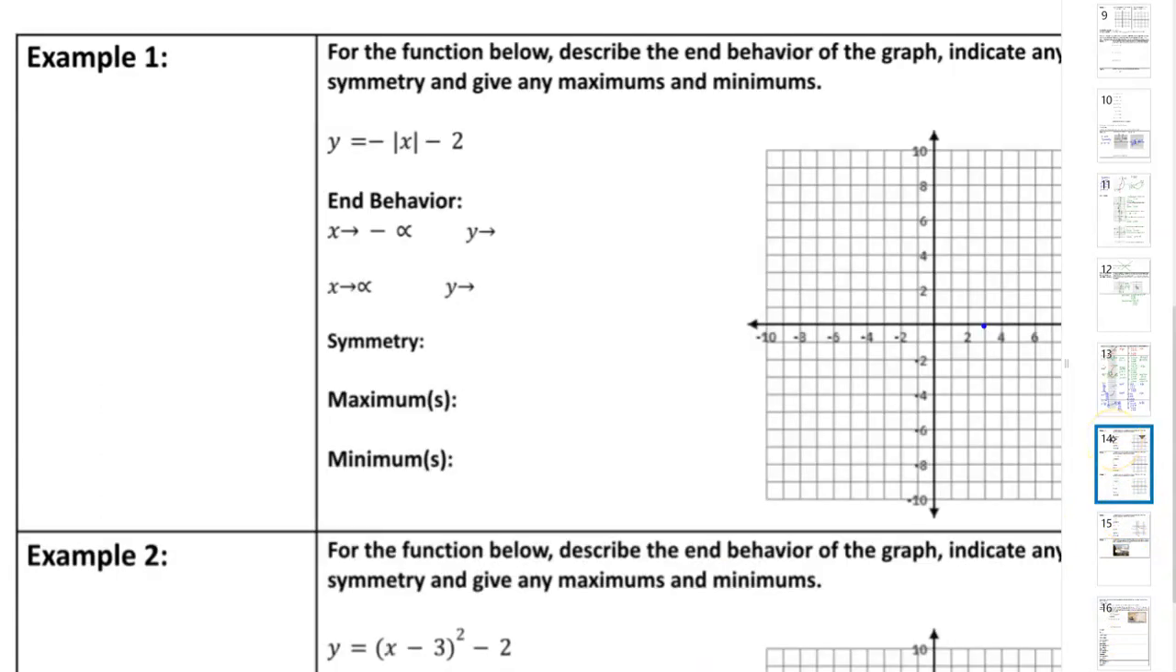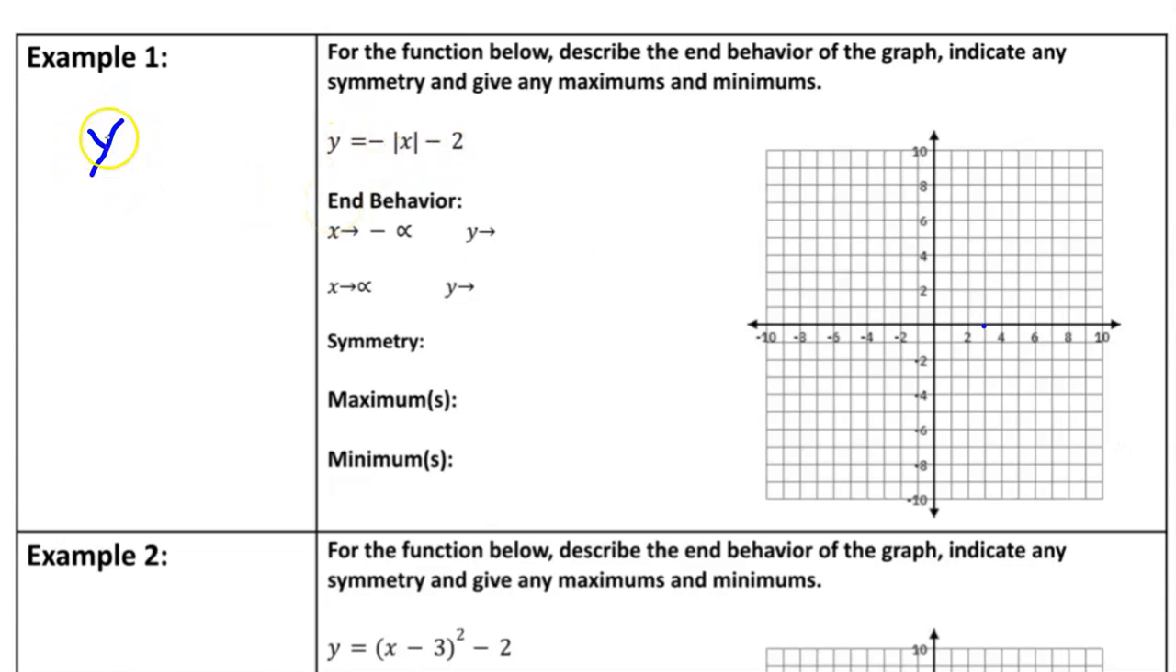No, it's part of the unit. So let's do this. Okay, so this one here is absolute value function. You should see that x is on the outside, so that means I'm negating the y, which means I'm reflecting it over the x-axis, and then I'm moving it down 2 units.